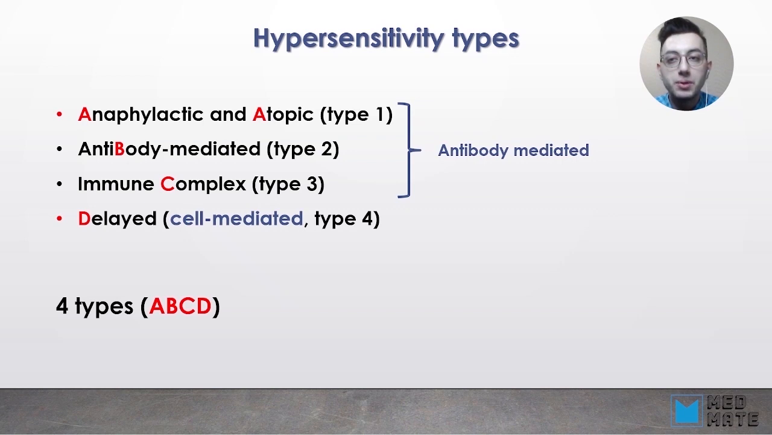If you want to remember the types of hypersensitivity, you can do it by A, B, C, D: Anaphylactic, antibody, complex, and delayed type hypersensitivity. Now let's go and discuss each of these hypersensitivities in more detail.